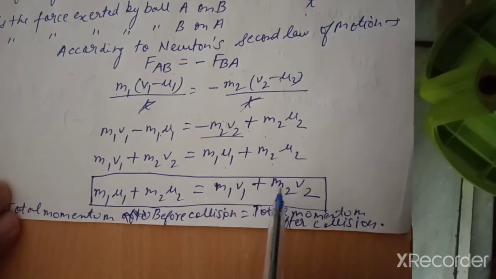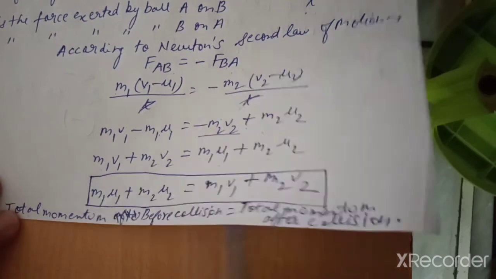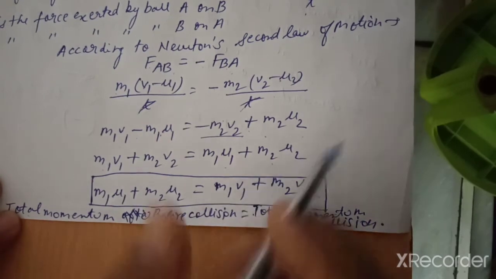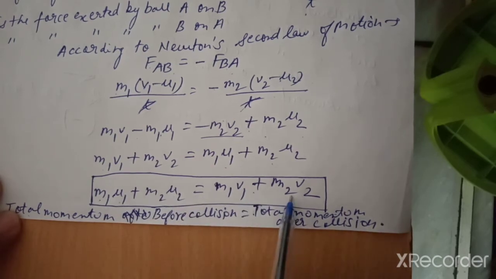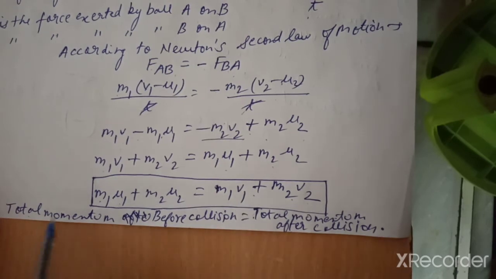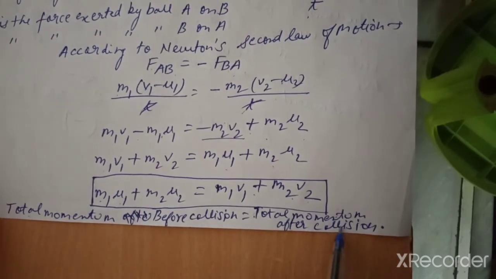Now we arrange it as total momentum before collision equal to total momentum after collision. So we write m1u1 plus m2u2 equals m1v1 plus m2v2. Like this we derive the law of conservation of momentum: the total momentum before collision is equal to the total momentum after collision.